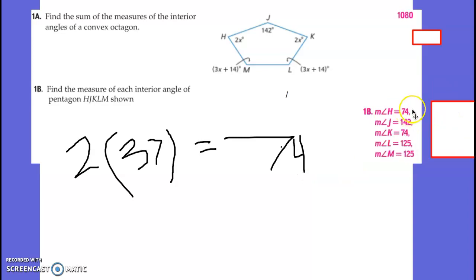Let's see if we got that right. If we got that first one right, we should be able to get the rest of them right by substituting in.